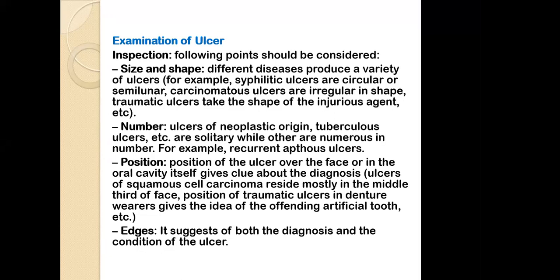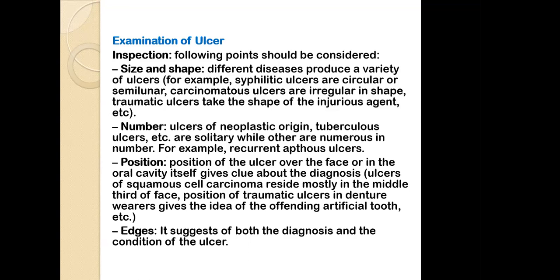Then if there are ulcers, you want to look at the numbers. Is it isolated? Are there many? Ulcers of neoplastic origin and tuberculous ulcers are solitary, while others are numerous, for example recurrent aphthous ulcers. I told you that you are going to see many patients with aphthous ulcers. Those aphthous ulcers are always precipitated by some factors such as stress. Then they just erupt, and you just see the patient coming back. The ulcers are back. So if you see multiple scattered ulcers and also sudden onset, then you should start thinking of aphthous ulcers, not really a malignancy, unless it was due to trauma.